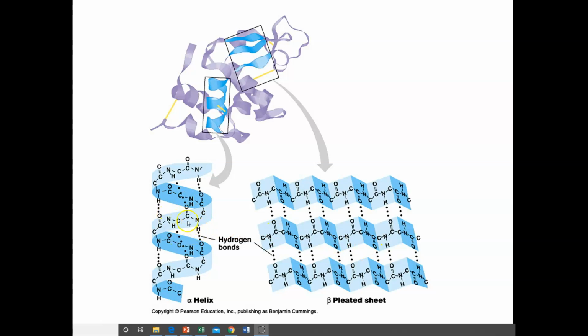Again, an alpha helix is going to be due to the hydrogen bonding taking place between adjacent amino acids. So actually every 4 amino acids you can see this interaction between the oxygen and the hydrogen, whereas here we're talking about parallel sections of the backbone chain.